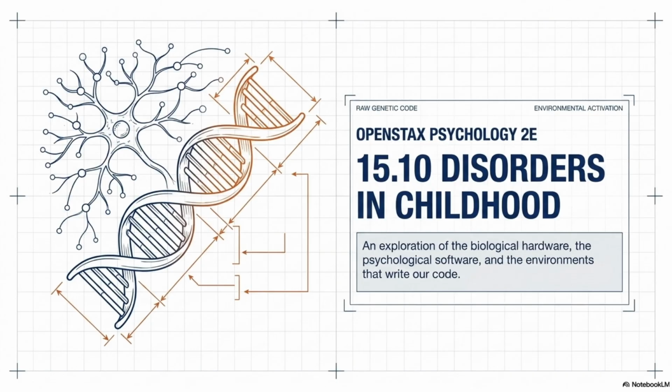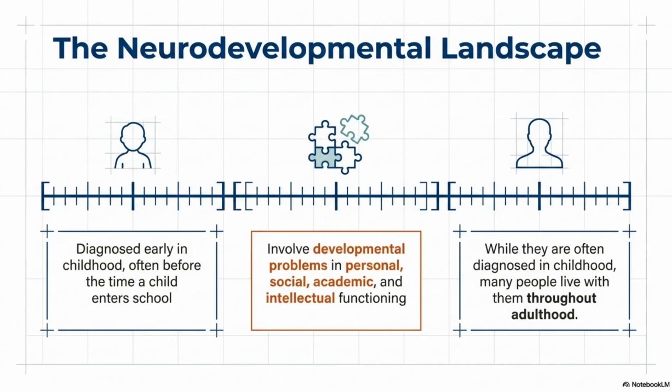They really do. So to ground this, we're pulling our foundational information from section 15.10 of chapter 15 from Psychology 2E. Got it. Our mission today is exploring neurodevelopmental disorders, specifically attention deficit hyperactivity disorder, so ADHD, and autism spectrum disorder, or ASD. These are conditions diagnosed early in childhood. They involve significant developmental problems in personal, social, academic, and intellectual functioning. Right. The early childhood part is key.